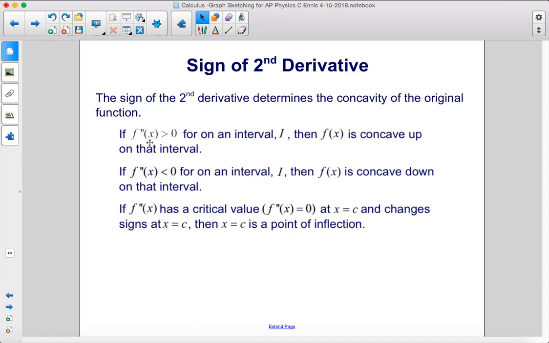If the second derivative of f of x is greater than 0 on an interval I, then f of x is concave up on that interval. If the second derivative of f of x is less than 0 on an interval I, then f of x is concave down on that interval. If the second derivative of f of x has a critical value, where it equals 0, at x equals c, and changes signs at x equals c, then x equals c is a point of inflection.